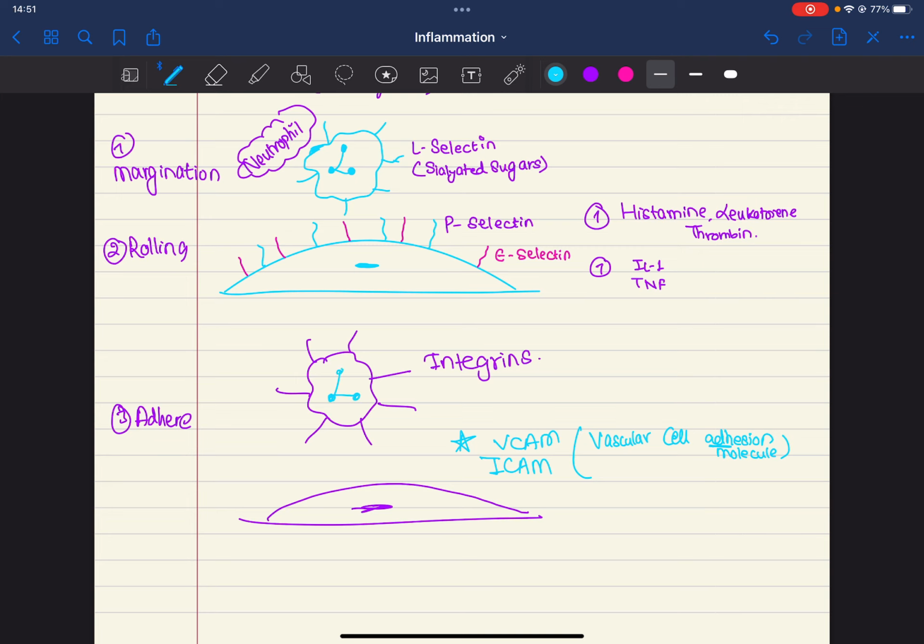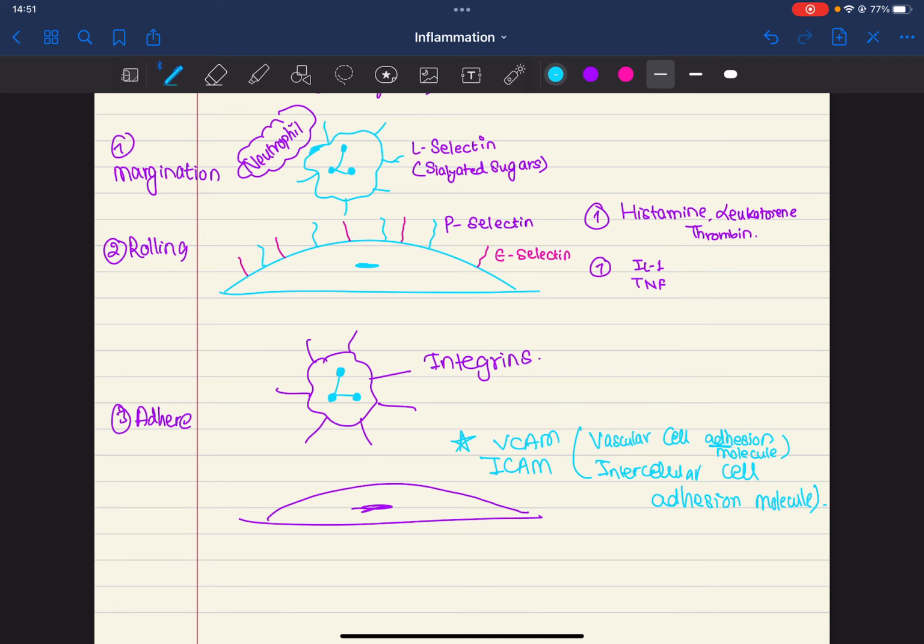These are neutrophils, again having a three-lobed nucleus. Now what they do is, integrins and ICAM will adhere. What is ICAM? ICAM is intercellular cell adhesion molecule.